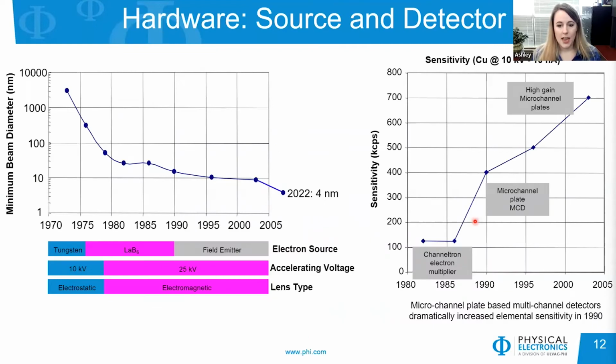Since its early inception, AES has undergone several major hardware advances. In the early days, a tungsten filament was used, which allowed the beam to be focused down to say a micron or so. The introduction of the LaB6 filament reduced the beam size down to the order of 100 nanometers or less. Today, we use a Schottky thermal field emission electron source, and the current beam specification is 4 nanometers. Detector hardware has also evolved over the years. Today, we use high-gain microchannel plate detectors, which offer much higher sensitivity than their channeltron predecessors.